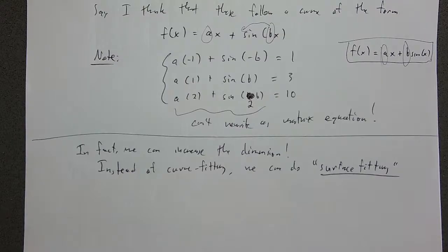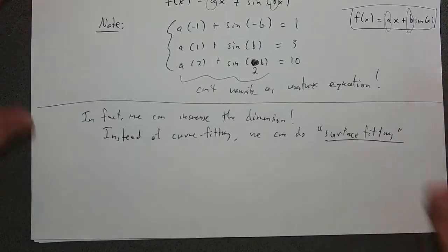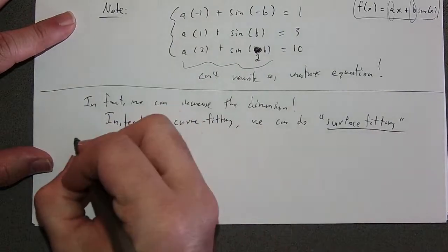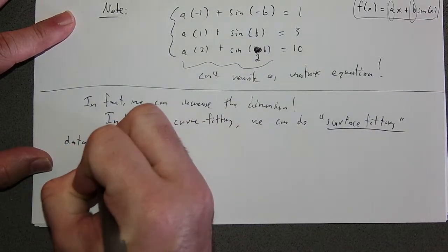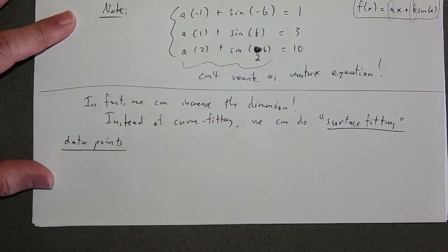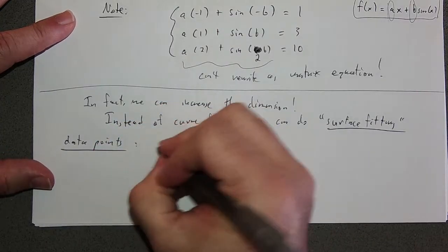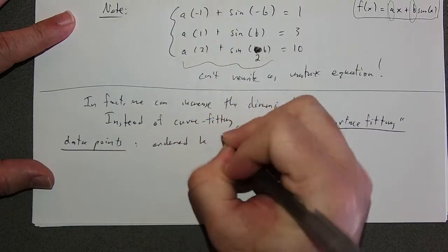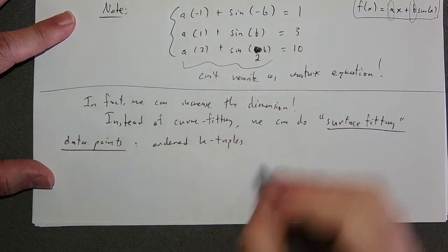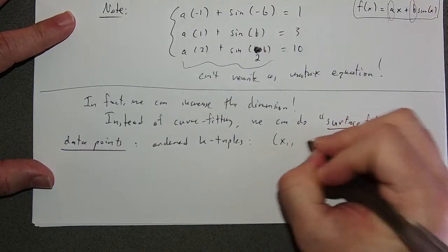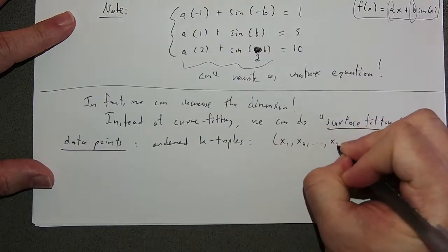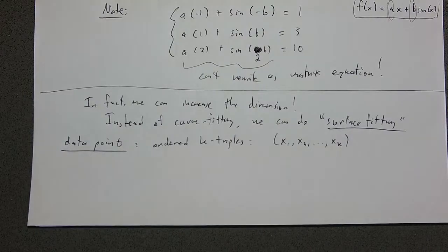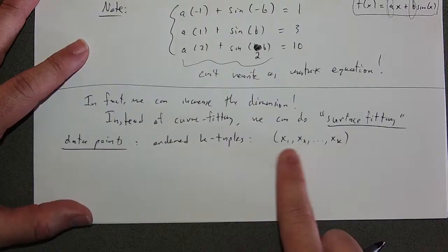Suppose we have data points that, instead of being ordered pairs, are ordered k tuples. Okay, which of course is just a fancy way of saying they look like this. Now, why k instead of n? Well, it's because I used n for another thing that you're about to see. I used n for the number of functions we had for the predicted function. So that's why I'm using k here. So these are ordered k tuples now.